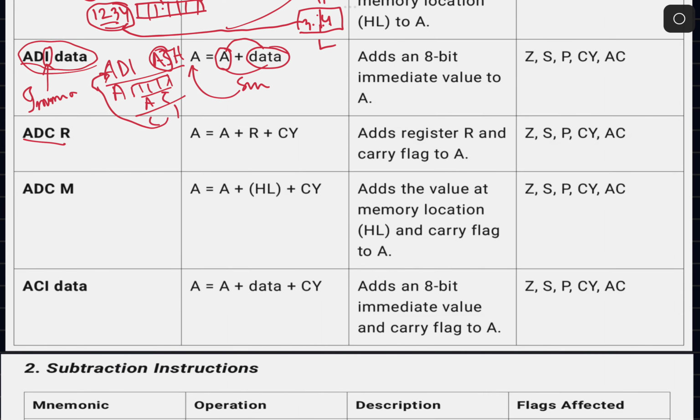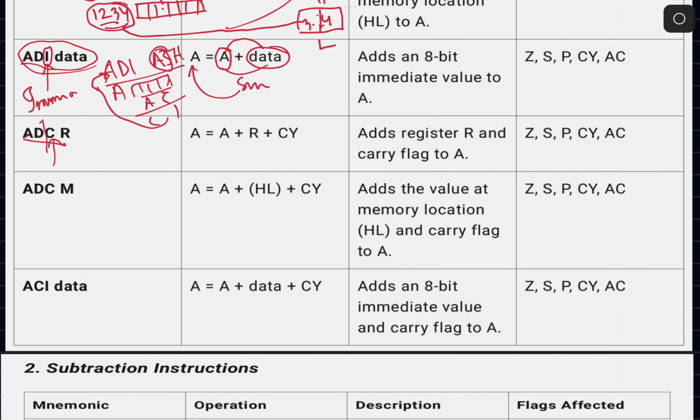What about this instruction? Let's look at the mnemonic. This is ADD, and there's a C involved. This C means that we have to consider the carry flag also. Okay, if the carry flag is 1, we have to add 1 to the sum, or if it's 0, nothing changes.